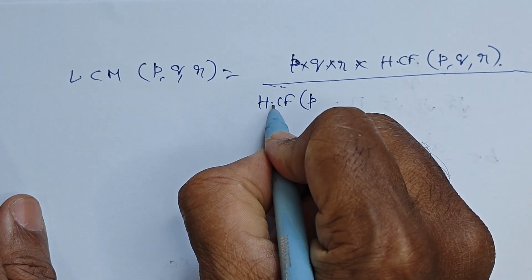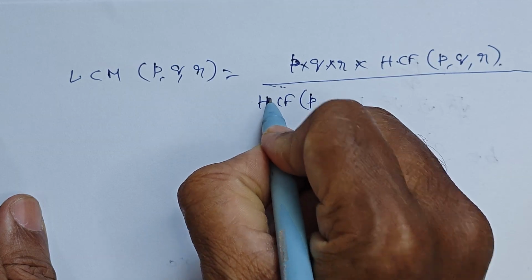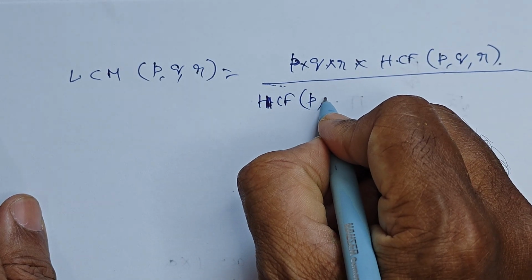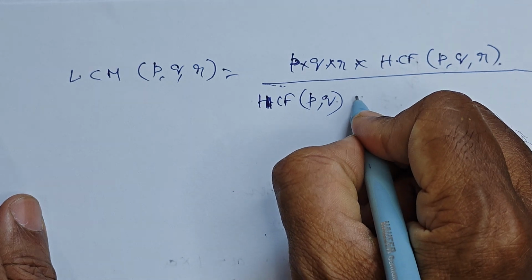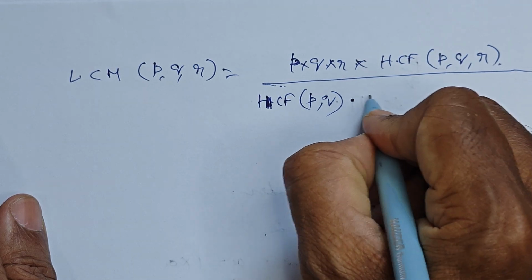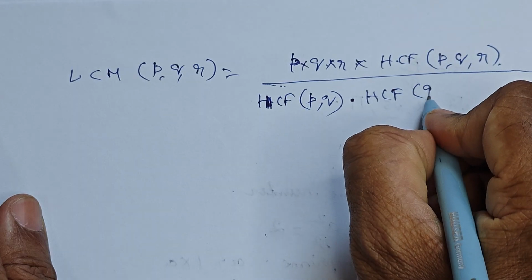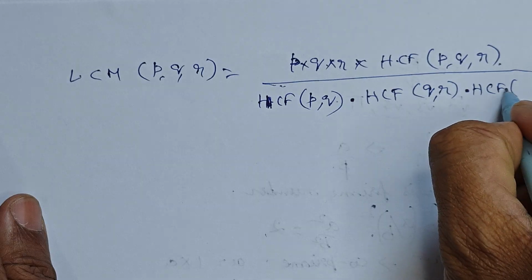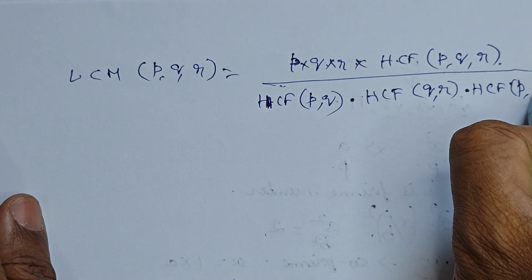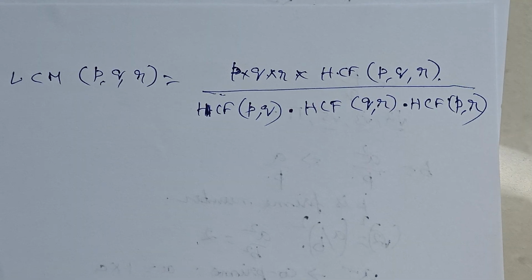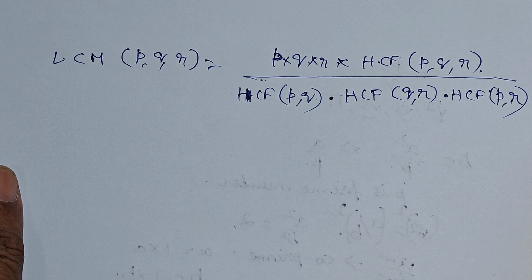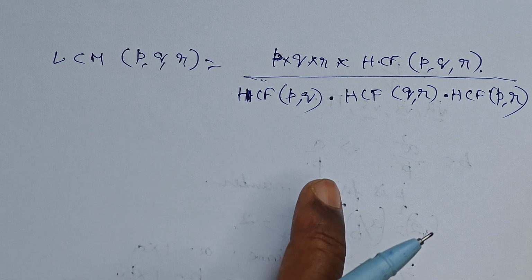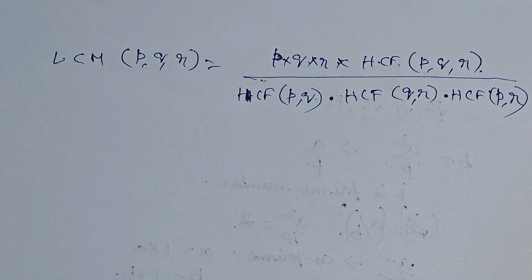These dots don't confuse it. These are not products. These are our highest common factor. HCF of P comma Q, multiplied by HCF of Q comma R, multiplied by HCF of P comma R. Okay, so this is the way you can find the LCM of 3 numbers if they have given you P, Q, R value.